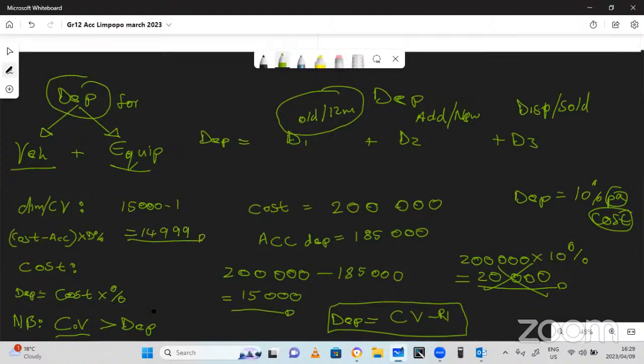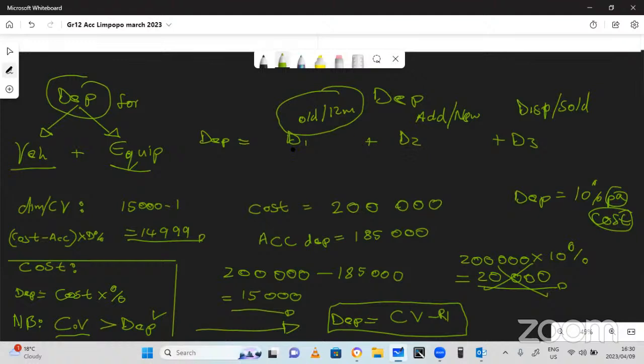Please note this, guys. Whenever you are calculating depreciation on cost, note that your carrying value must always be greater than your depreciation. If your carrying value is less than your depreciation, you will use this method to calculate your depreciation. I hope that part is clear.